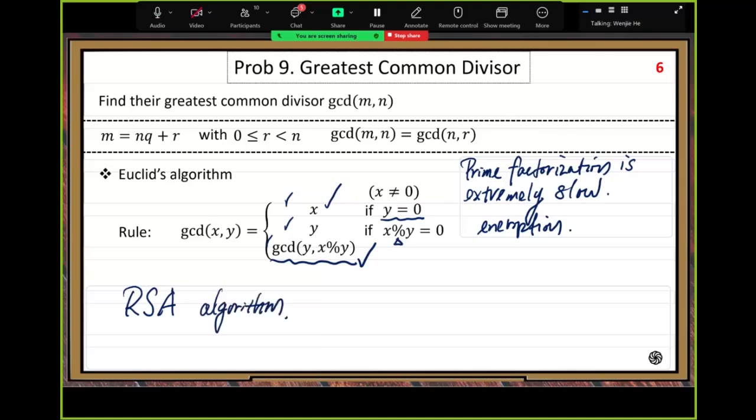So they use the prime factorization of a very large integer, a huge integer, thousands of digits.